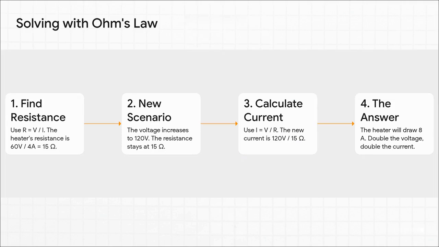First things first, we need to figure out the one thing about the heater that doesn't change, its resistance. We can just rearrange the formula to R equals V divided by I. So we plug in our first set of numbers, 60 volts divided by 4 amps. That gives us a resistance of 15 ohms. Great! Now we use that constant for our new situation. We're looking for the current, so we use I equals V divided by R. That's 120 volts divided by our 15 ohms, which gives us an answer of 8 amps. Just like Ohm predicted, we doubled the voltage and we got double the current.